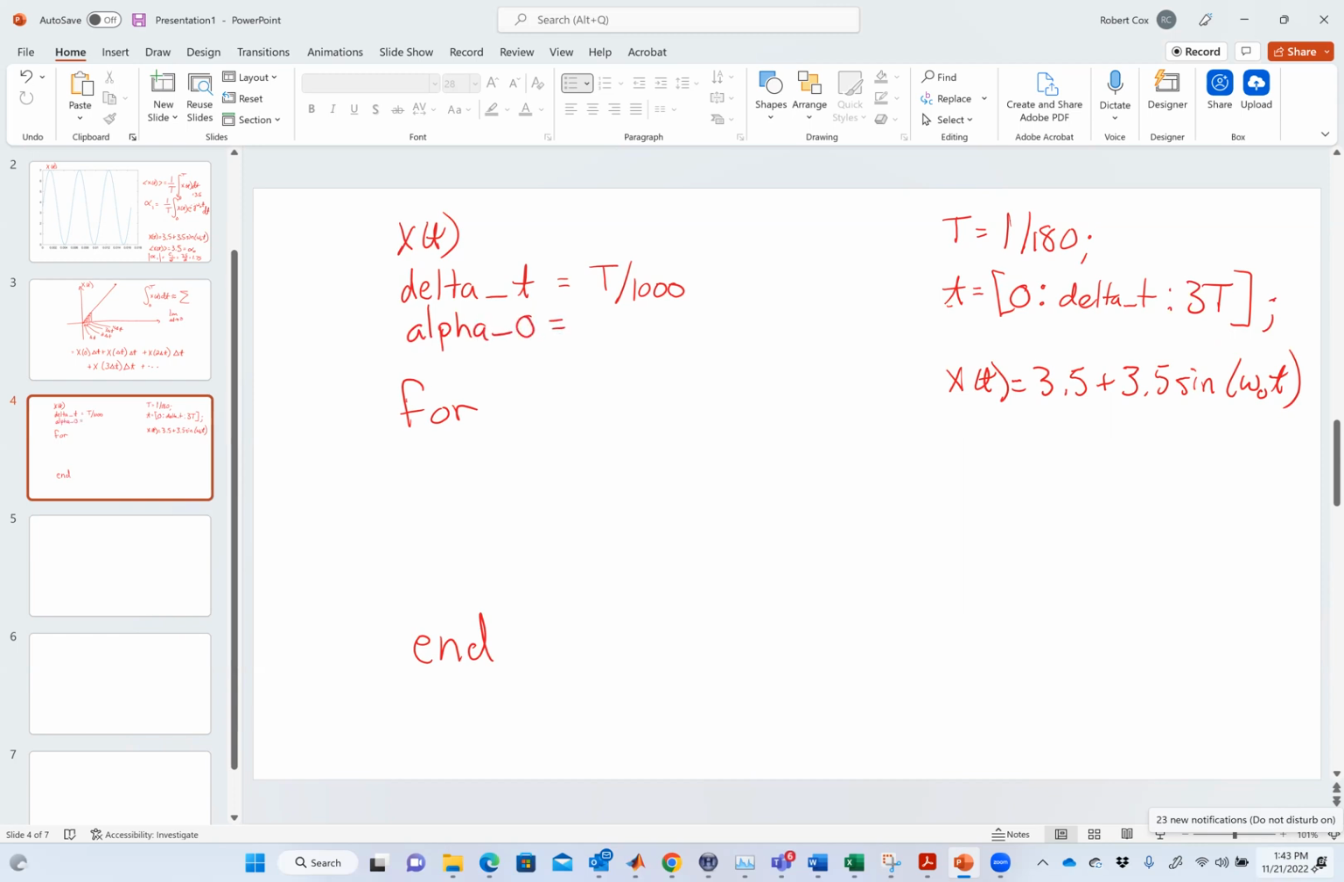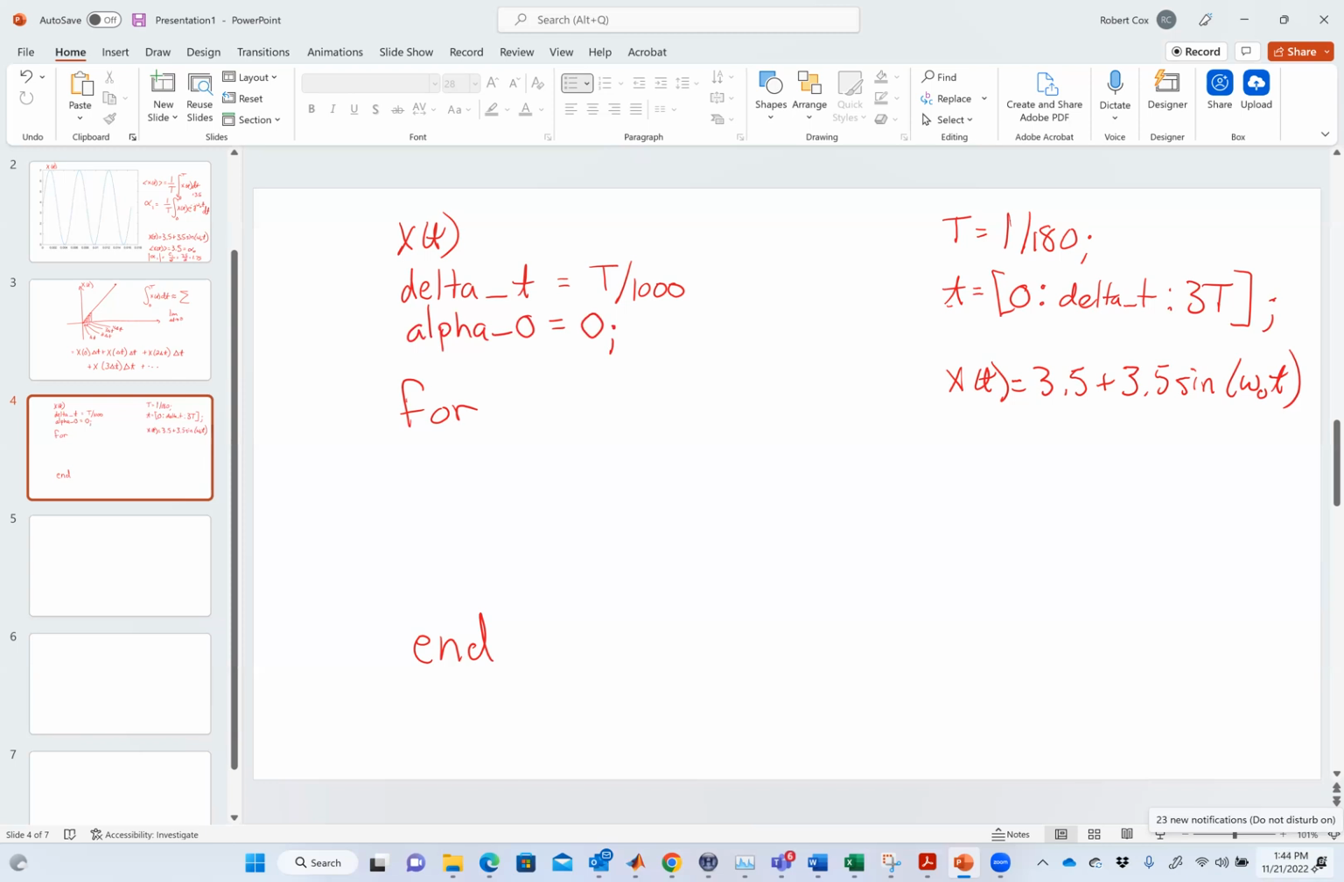What should I initialize it to? I can initialize it to 0, right? Because I'm going to have it compute it for me. Hopefully it should come out to 3.5, right? I could set it to 3.5 because I can see it, I guess, and then not do the for loop. But let's see if it'll work. So alpha 0 will be equal to 0.